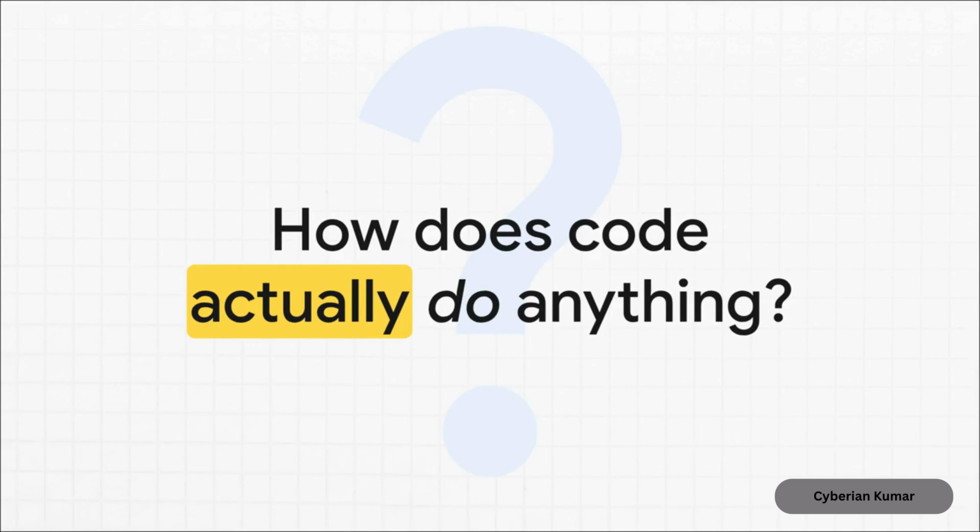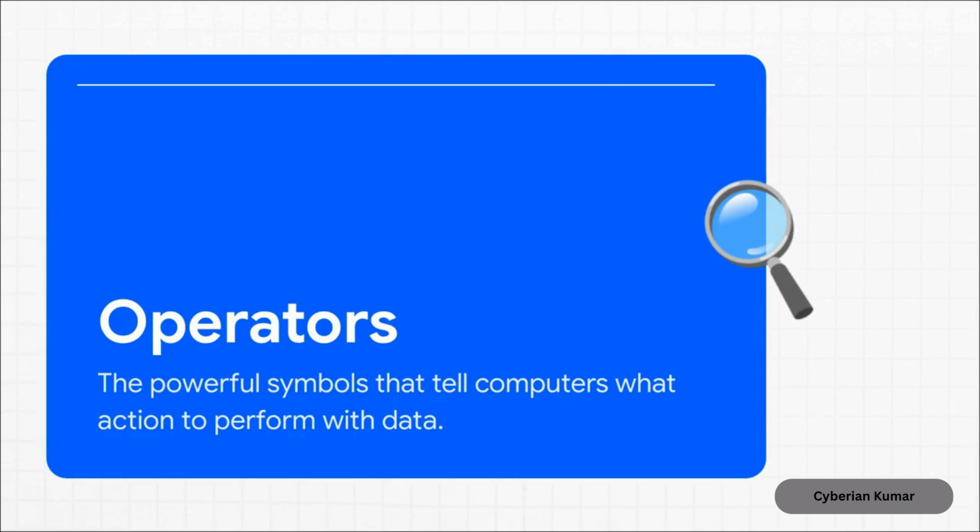We write all these lines of code, but how does a computer know to add something, or compare two things, or save a piece of information? How does it go from being just text on a screen to a real action? Well, that's the big question we're tackling. And the answer, believe it or not, is pretty straightforward. It all comes down to operators.